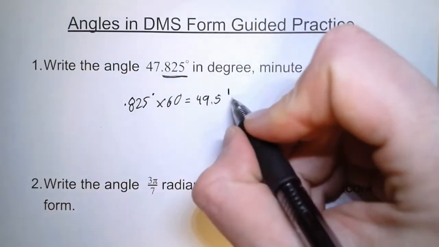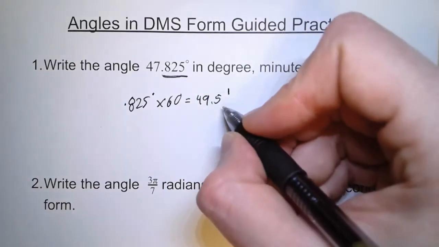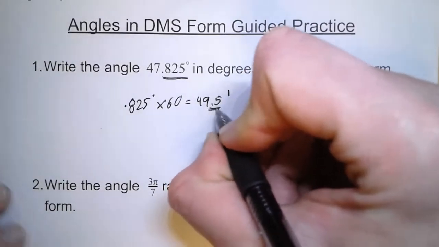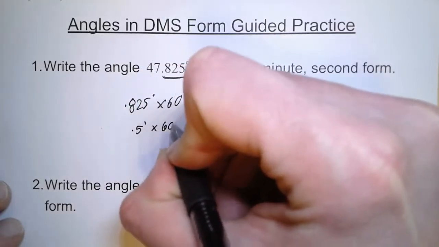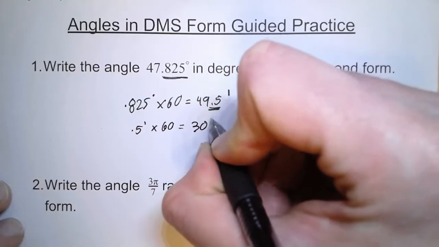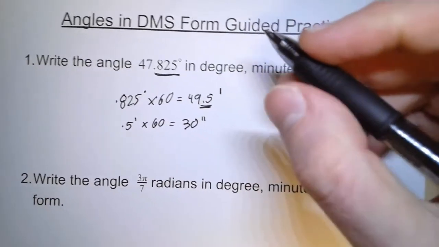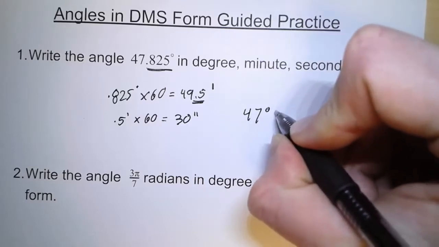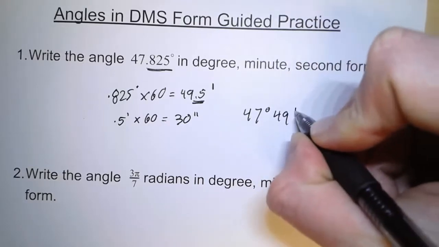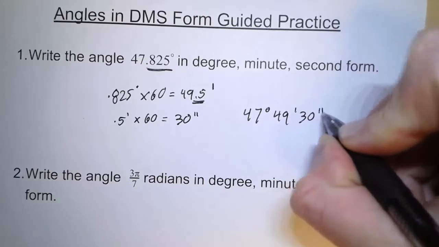And we denote that with a single tick mark. And then what we do is we take the 0.5 and multiply that by 60, and that gives us 30 seconds. So in degree, minutes, seconds form, this is 47 degrees, 49 minutes, and 30 seconds.